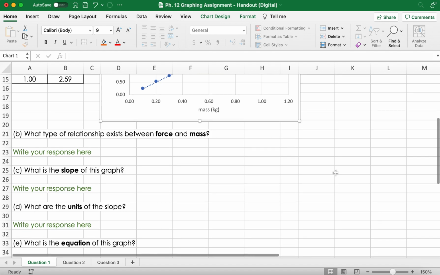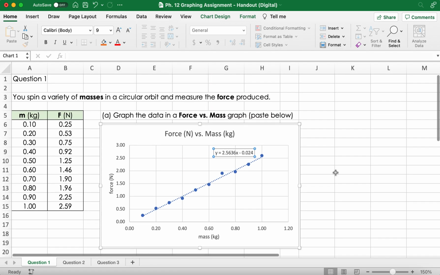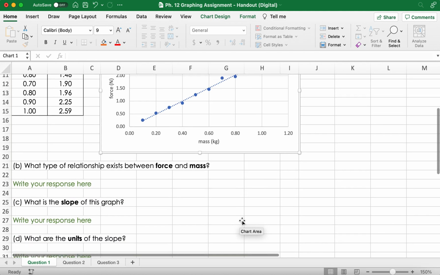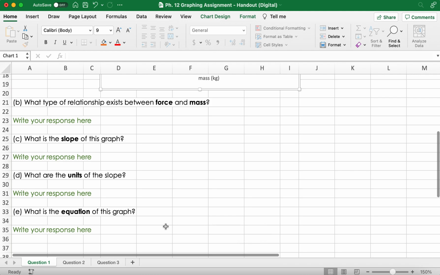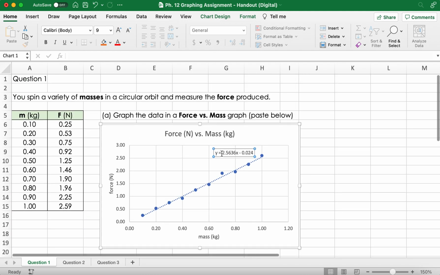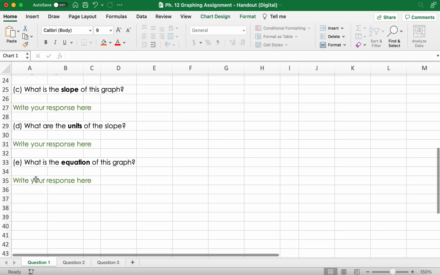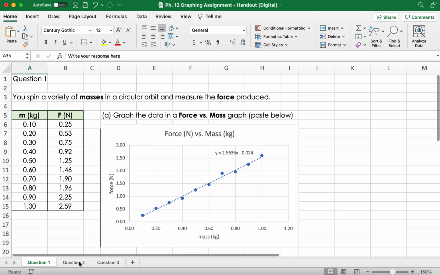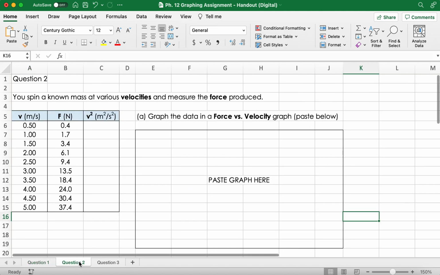And what are the units of your slope? So you'll recall that your slope is your rise over your run. So your units are the units of the y over the units of the x. And then what's the equation of the graph? You can copy that exact equation down below here into what's the equation of the graph. And then at the bottom you have a tab for question 2.